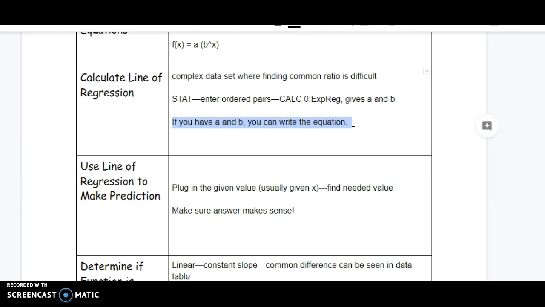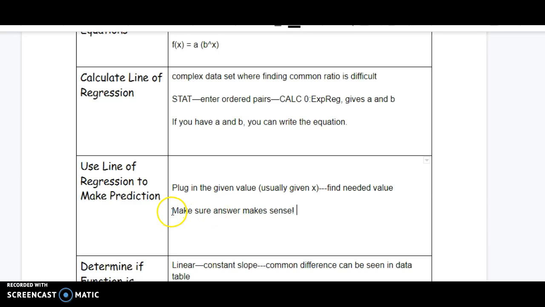Sometimes you need the equation to do this next piece. Use that line of regression to make a prediction. So usually you will be given X and you will need to find the Y, the output. But just be very careful, read carefully to make sure you are putting in the right number in the right place.